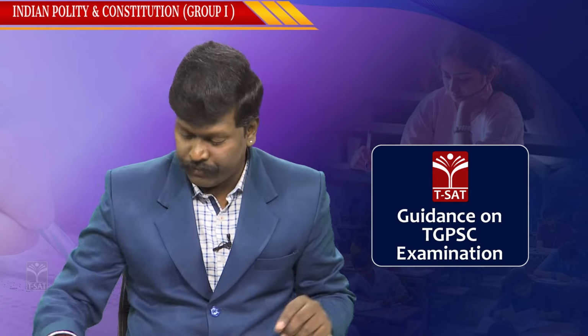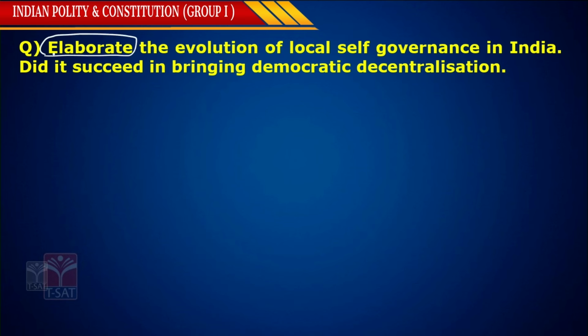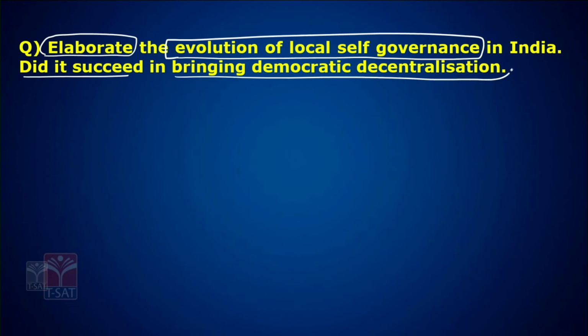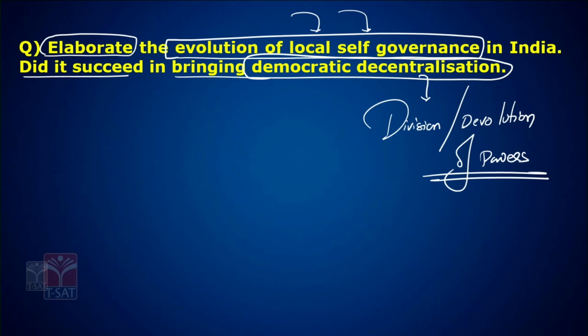Now, look at the first question. The first question here starts with the word elaborate, that is, in detail. Elaborate the evolution of local self-governance in India, and did it succeed in bringing democratic decentralization? What is the meaning of decentralization? Division of powers or devolution of powers, from the center to the states. With respect to this, let us discuss the evolution of local self-governance in India.